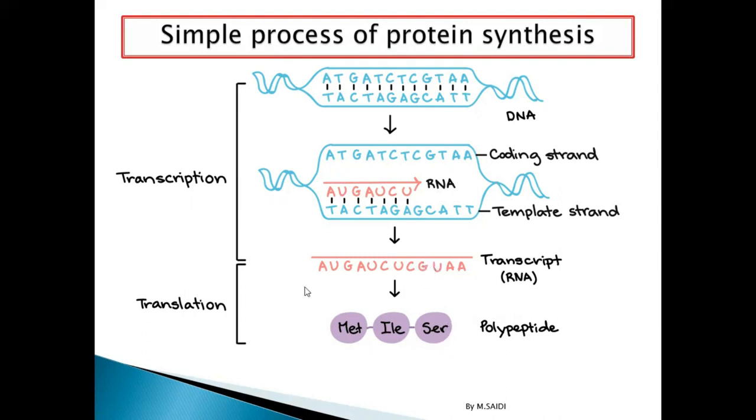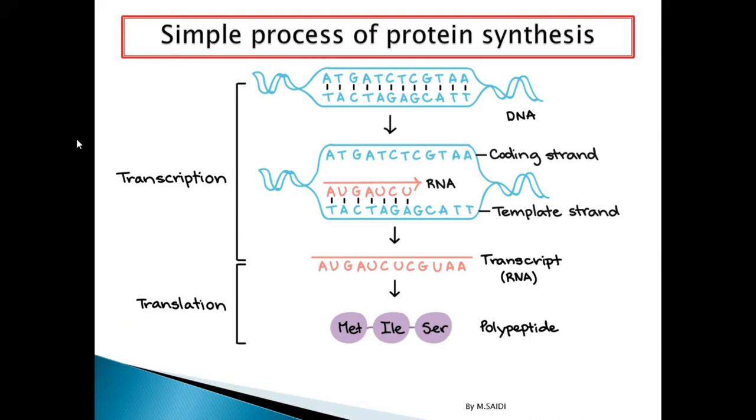The moment it reaches the ribosome, it starts the process of translation. Amino acids are brought by the transfer RNA and joined together to form a polypeptide chain. If the number of amino acids becomes a lot, 50 and above, then it forms what you call a protein. So the protein is a heavy molecule compared to a polypeptide chain.